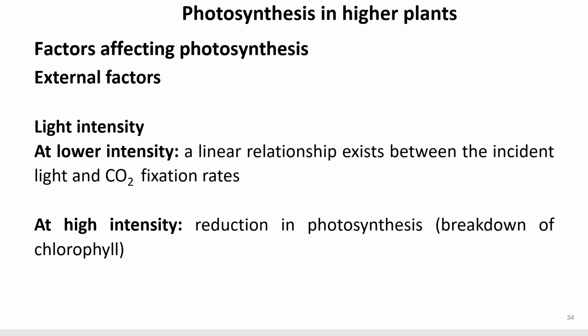Now let's talk about the light intensity. At lower light intensity, a linear relationship exists between the incident light and the carbon dioxide fixation rate. Whereas at higher light intensity, reduction in photosynthesis takes place. Why? Because there is a breakdown of the chlorophyll molecule, or you can also say there is photooxidation of the chlorophyll molecule.